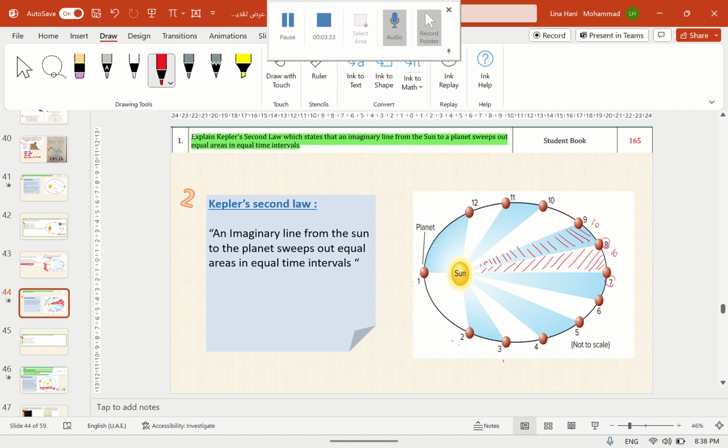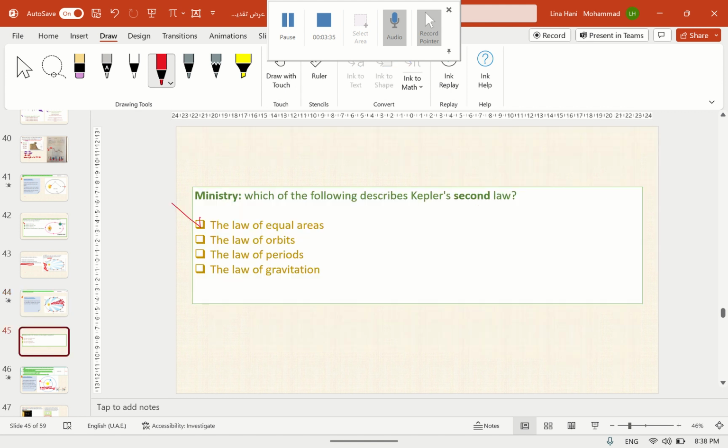This is called Kepler's second law. Which of the following describes Kepler's second law? Well, it's also known as the law of equal areas.